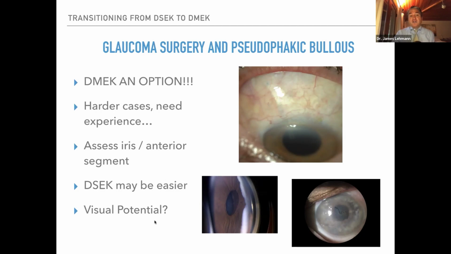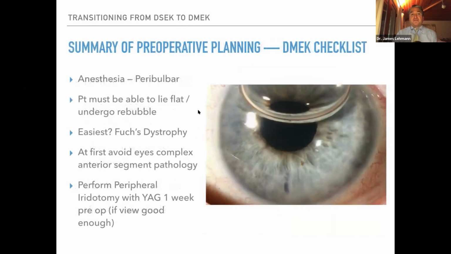And you also have to think about the visual potential. If this is like a count fingers eye, a 20/400 eye, maybe they're better off just doing a DSEK if you're more comfortable with that technique. Nobody has looked at survival rates of DSEK versus DMEK in patients with tubes. But DSEKs don't last so long in these eyes either. If you're lucky, they last 5 years. So it'd be interesting to find out, as more and more people do DMEK, if DMEK ends up more successful than DSEK in these eyes.